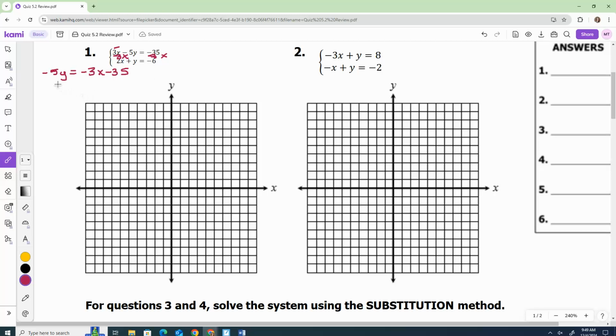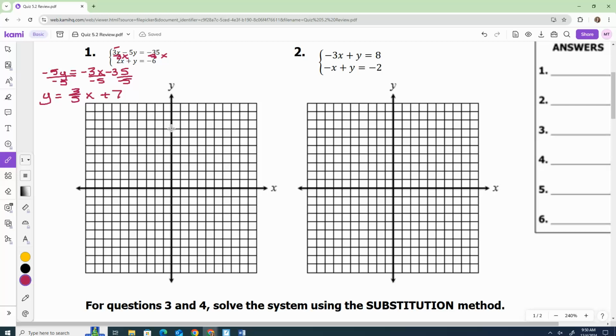Then what would you have to do? Everybody's doing this. This is part of your homework, and I am going to be collecting it. So if you don't do it now with me, you have to do it as homework later on. Negative 3 divided by negative 5 is a positive 3/5. Negative 35 divided by negative 5 is positive 7. So the first one, we get y equals 3/5 x plus 7. Okay, let's graph that. What would I have to do in order to graph this?